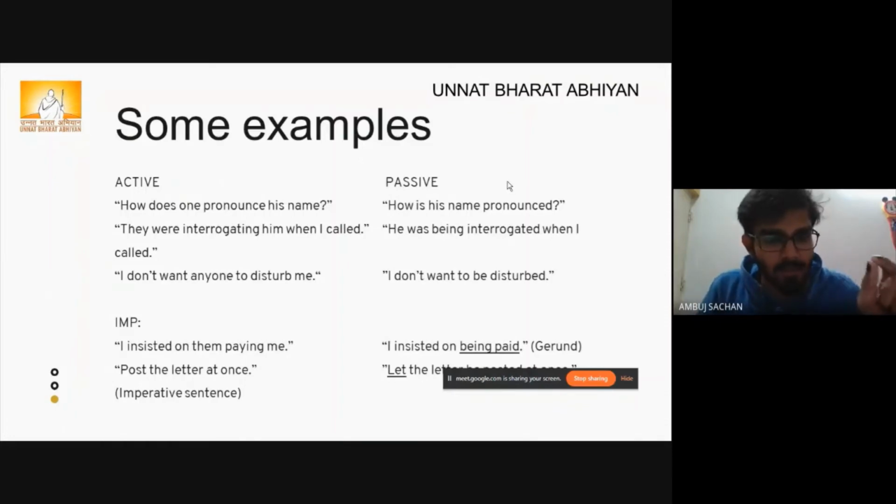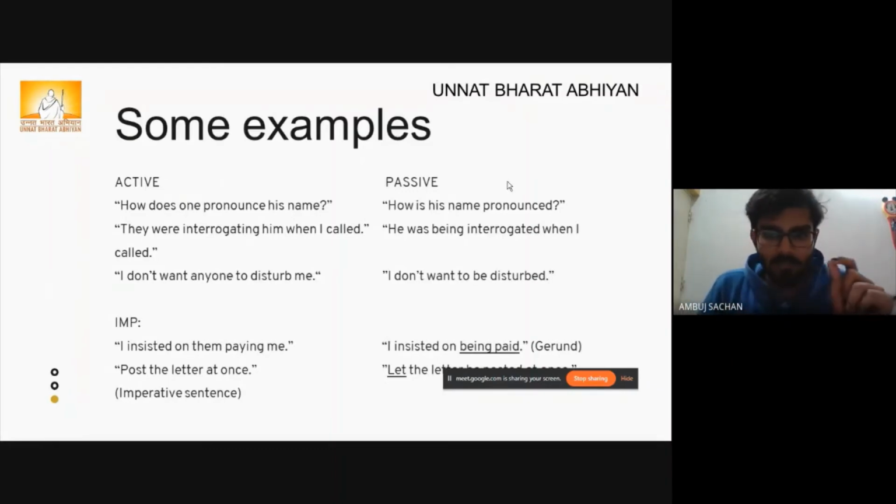So the subject here is one, the action here is pronounce, and the object here is his name. What is how? How is to be excluded here. For all interrogative sentences, you must exclude the how, the which, the what, whatever the case may be. Now, when you're converting into passive, remember what we had to do. We had to switch.